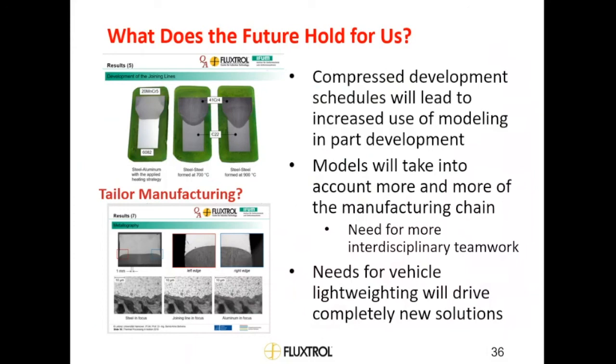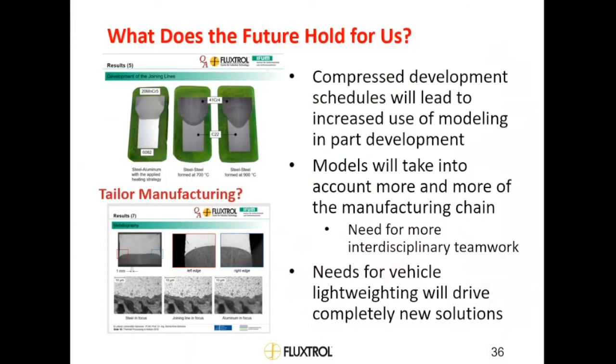The other thing we can predict is that there'll be more needs for vehicle lightweighting, and this will drive completely new solutions. Over here, I've just kind of given an example of some multi-material components being developed at the Institute for Machines and Forming in Germany, and some collaborative work we did with some of their students and Dave Geisberg from QA Metallurgical.